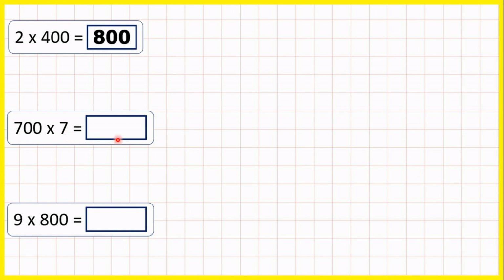700 times 7 is 4,900. That's because 7 times 7 is 49, so if you have 2 end zeros in the multiplication question, you need 2 end zeros in the answer. And 9 times 800 is 7,200, because 9 times 8 is 72, but there's 2 zeros in the question, so we need 2 end zeros in the answer.